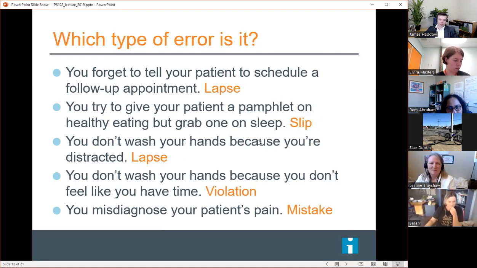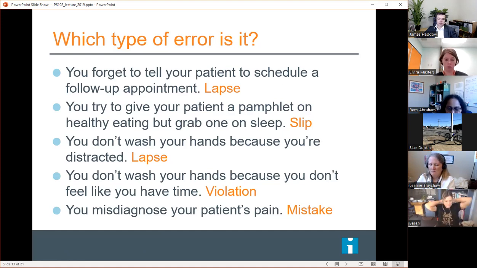Here we go. So the first one is a lapse. You forget to do something. If you didn't forget, you would have done it correctly. It's not that you did the wrong thing, it's just that you forgot to do it. So it's a lapse. And then the next one is a slip, because you were going to do the right thing. You were going to give them a pamphlet. You just picked up the wrong one. That's a slip. Not washing the hands because you're distracted. Again, a lapse. It's the same as the first one, you're forgetting. The fourth one is the violation, because you knew you had to wash the hands, but you chose to go against that policy because of time pressures.